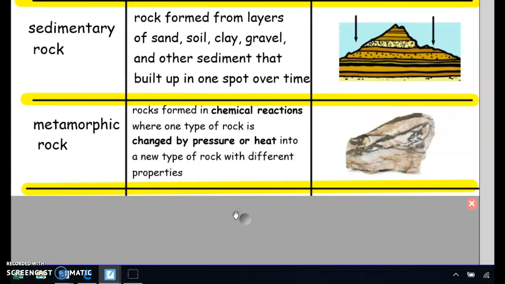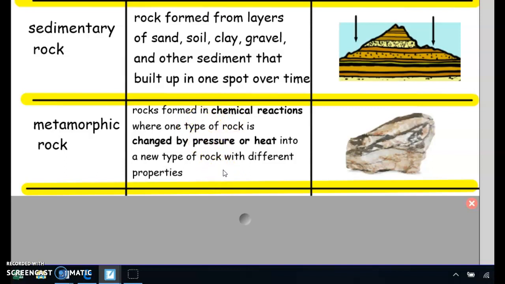And the third category of rock is called metamorphic rock. These are rocks formed in chemical reactions where one type of rock is changed by pressure or heat into a new type of rock with different properties. This is a really big definition. You might need to spread it out on your lines. I think you actually have more space on your paper than I have in my spot right here. So feel free to space this out better for yourself.